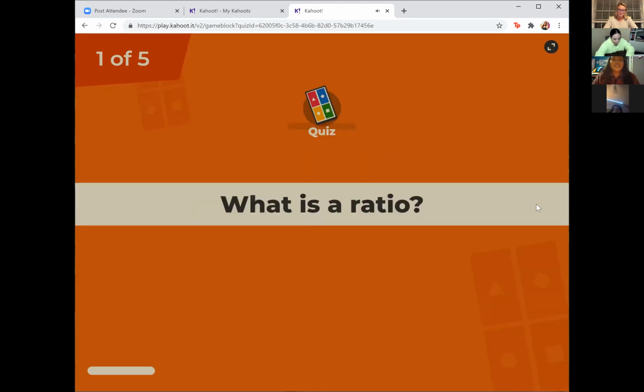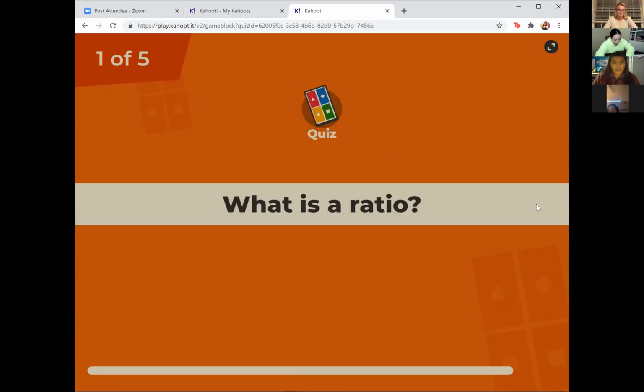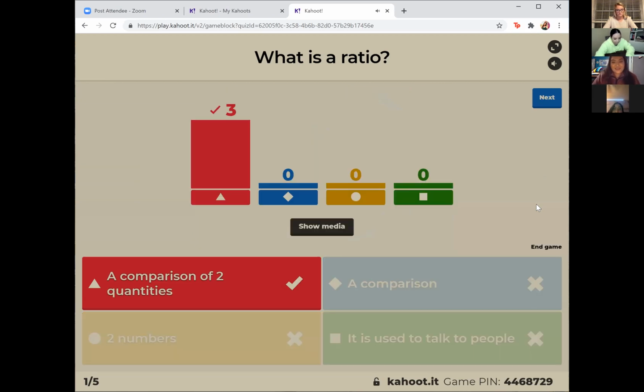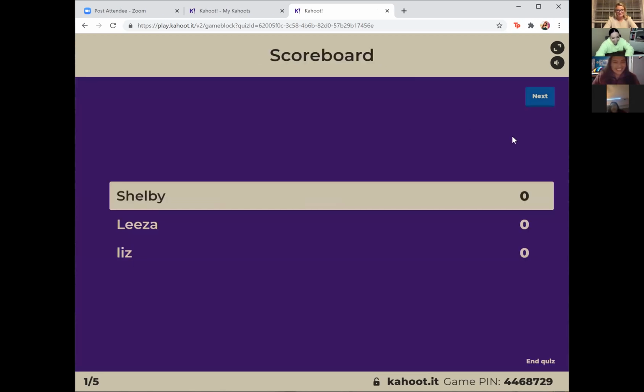So the first question is, what is a ratio? Remember, we talked about this at the very beginning of the lesson, and Ms. Zamora gave a reminder. Make sure y'all keep an eye on the time. Good job, guys. So a ratio is a comparison of two quantities. Good job. Okay, we're gonna move on to the next question. Okay, Shelby is in the lead.